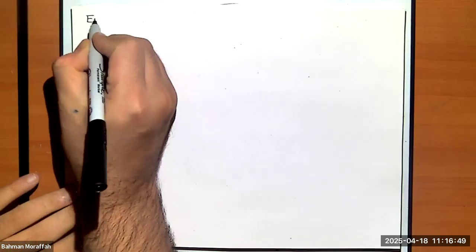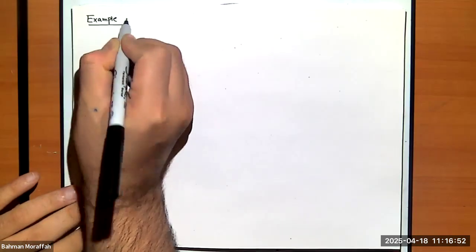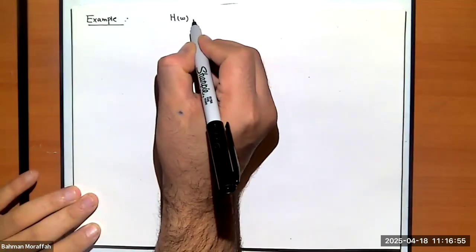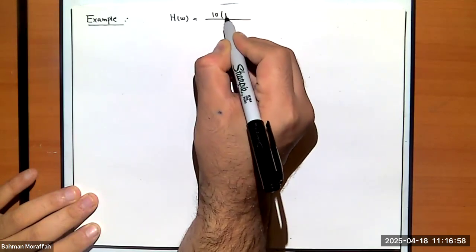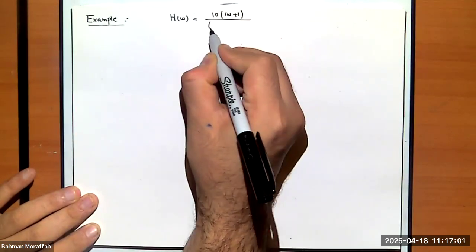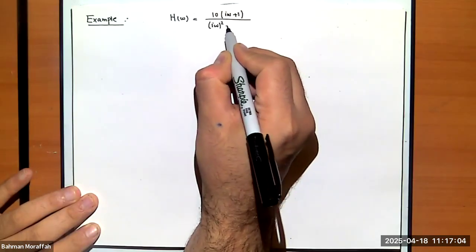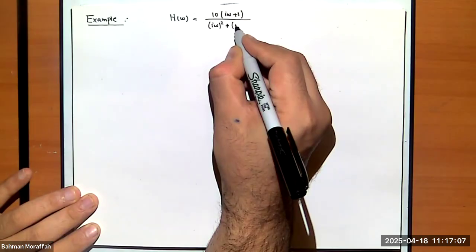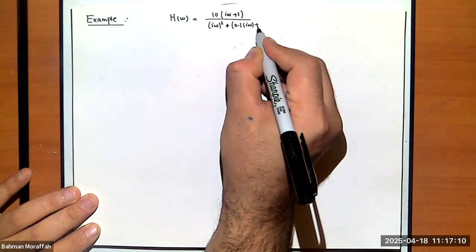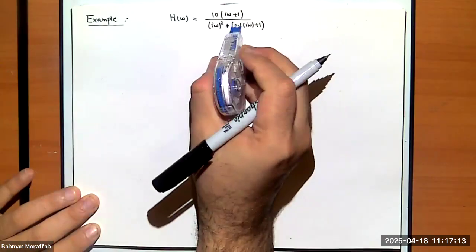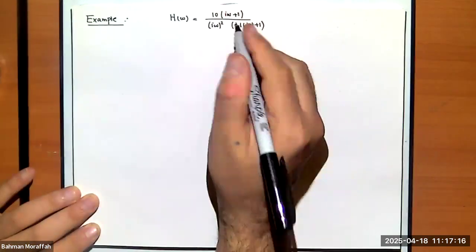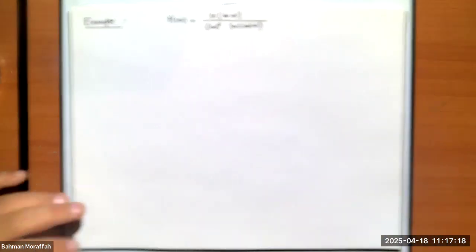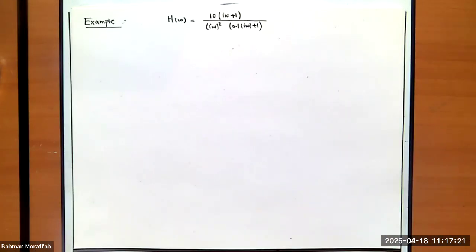So example, let's just say I'm given this H of omega, which is 10 times (i omega plus 1), divided by (i omega) squared times (0.1 i omega plus 1). The question is, I want to plot this, right? The very first step is to rewrite this and see exactly what the zeros and poles are, right?